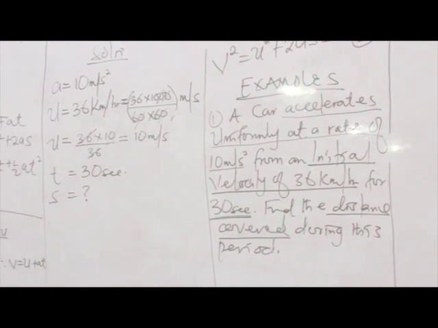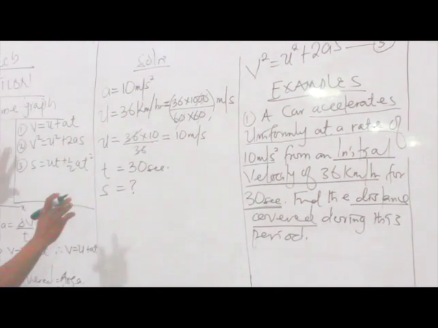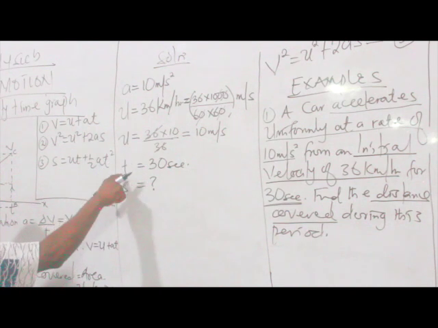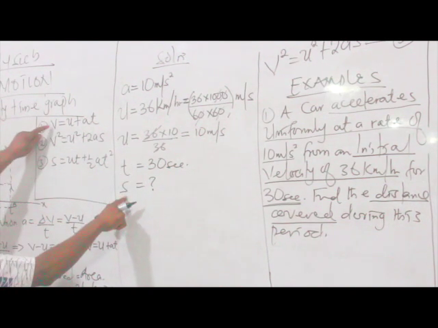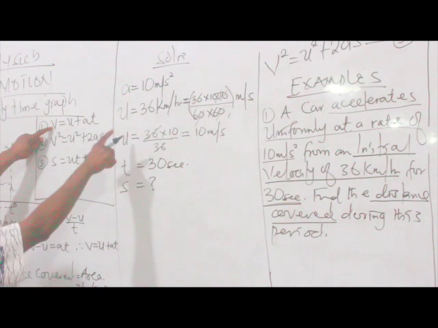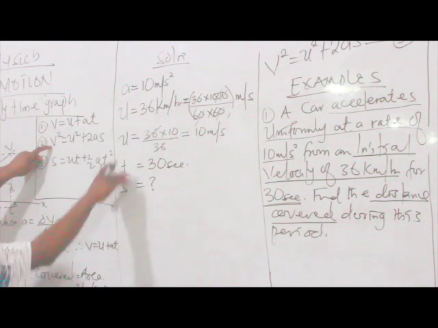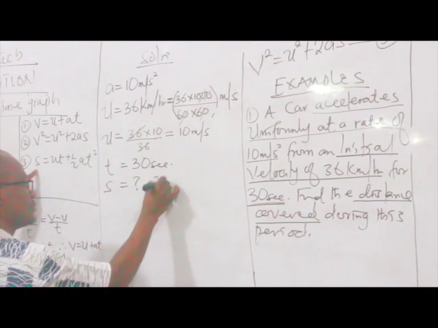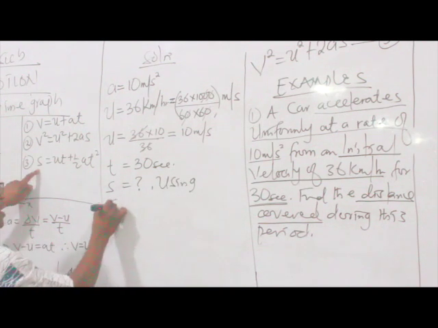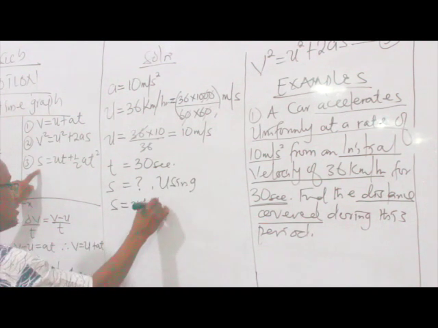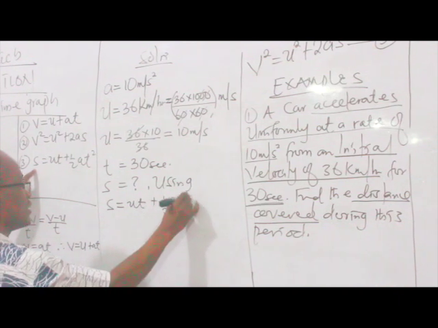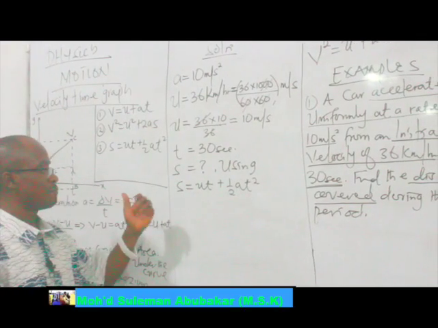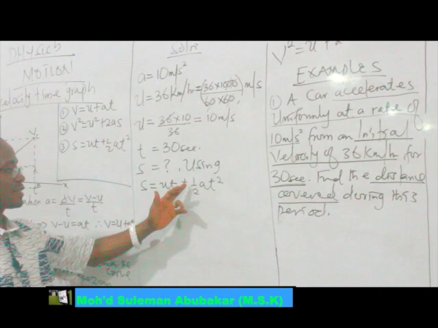So all we do is refer back to the parametric equations of motion, where a is given, u is given, t is given, and the distance. The first one has final velocity, which is not given. In the second one, we still have final velocity, and we don't have final velocity in the parameters. Then the third one, suppose we say s equals ut plus half at squared. This can solve this problem with ease. Okay, s equals ut plus half at squared.